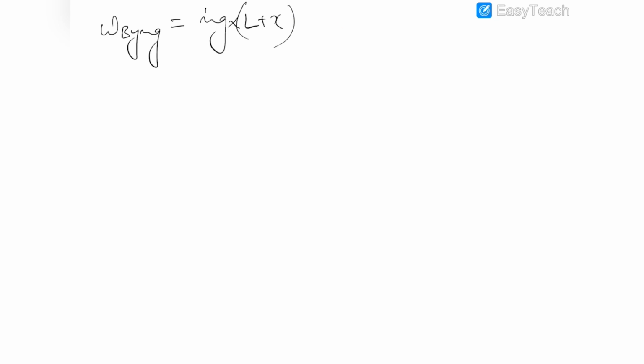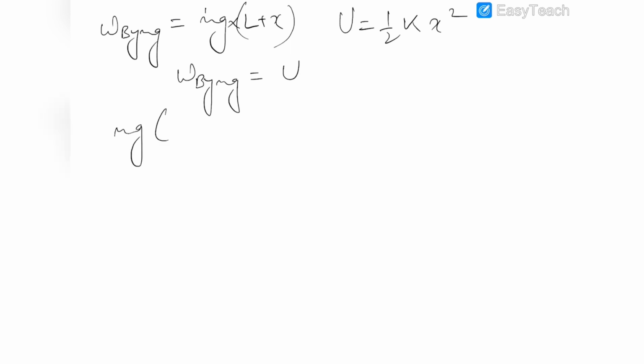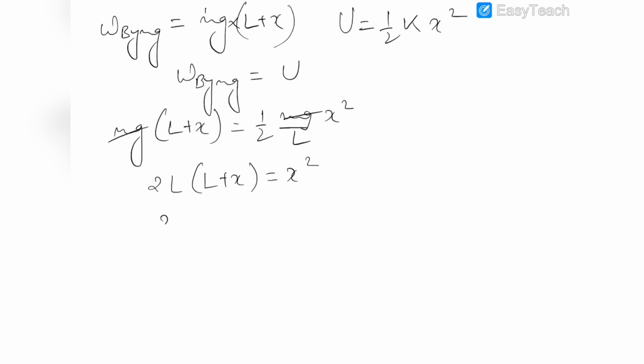So the energy stored in the spring would be U is equal to half kx square, and there is no kinetic energy because the ball is at rest in that situation. So work done by mg would be equal to the energy stored in the spring. So mg into L plus x would be equal to half k, which is mg by L, into x square, and cancelling this mg with mg, this is 2L into L plus x is equal to x square. So this is x square minus 2Lx minus 2L square is equal to 0.